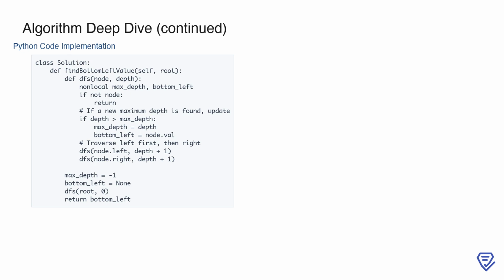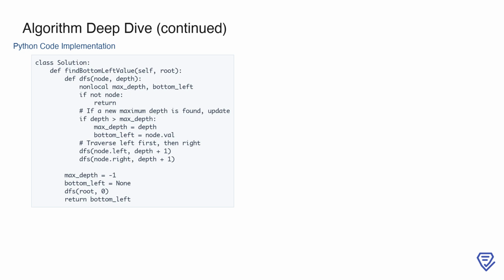We begin by defining the findBottomLeftValue method within a Solution class. Inside, we define our recursive DFS function, which takes the current node and depth as parameters. To keep track of max_depth and bottom_left, we use the nonlocal keyword to modify these variables within the function. The base case checks if the node is null, in which case the function simply returns. If the current depth exceeds the max_depth, we update both max_depth and bottom_left to reflect the new depth and the value of the leftmost node.